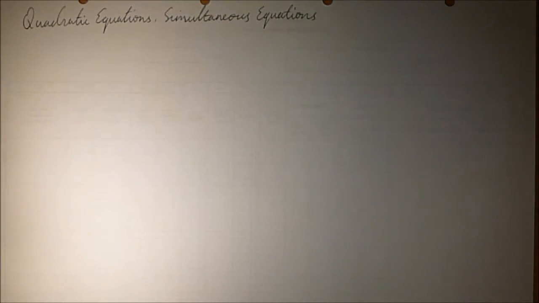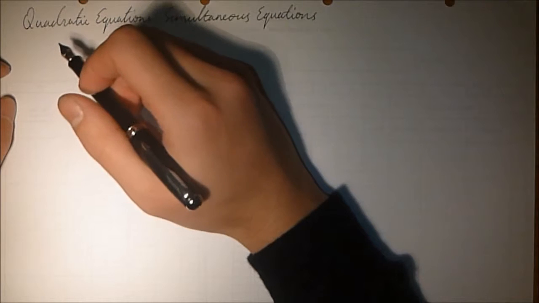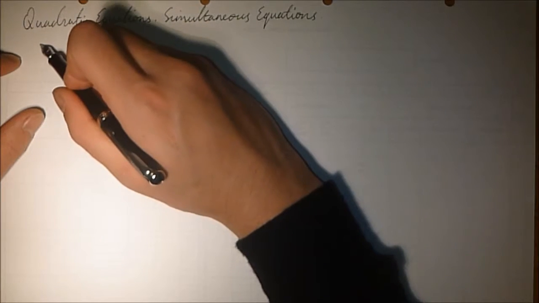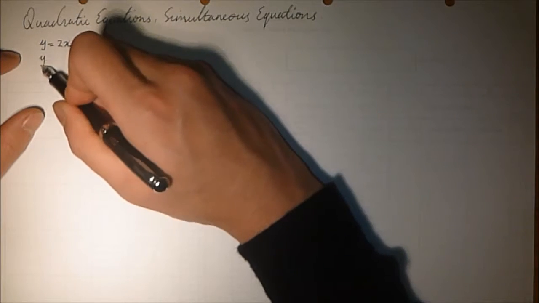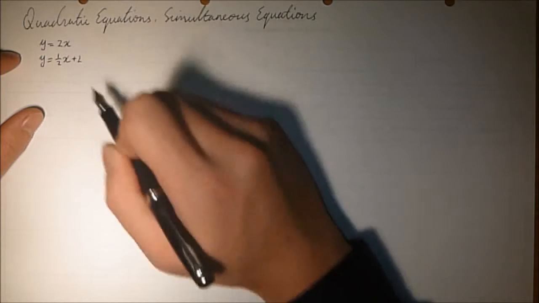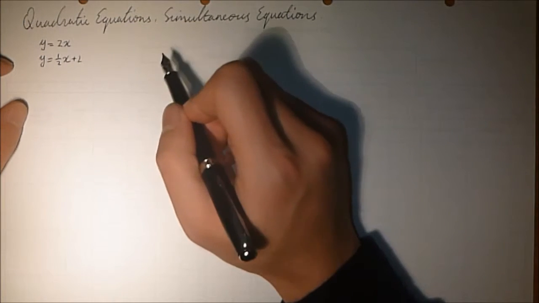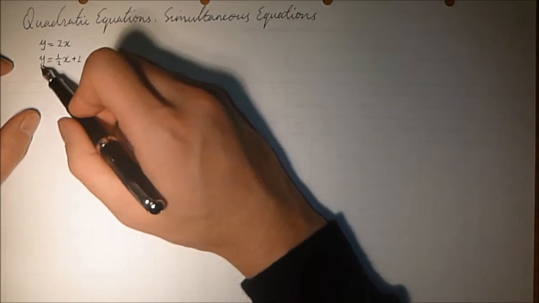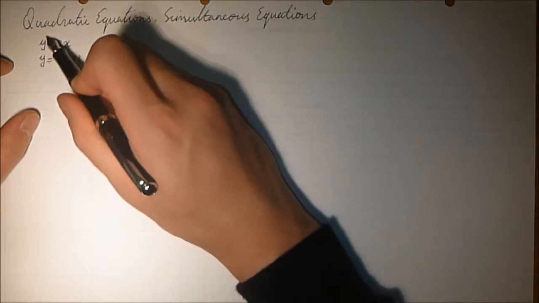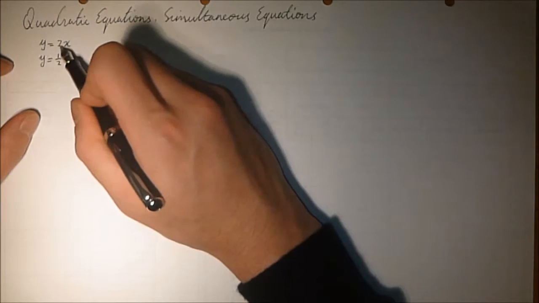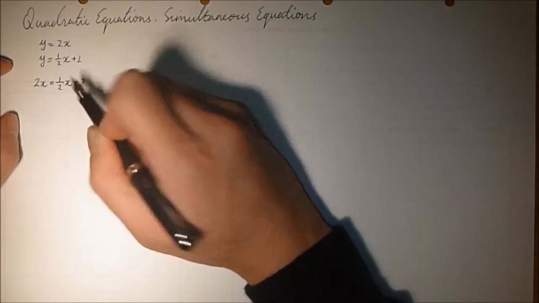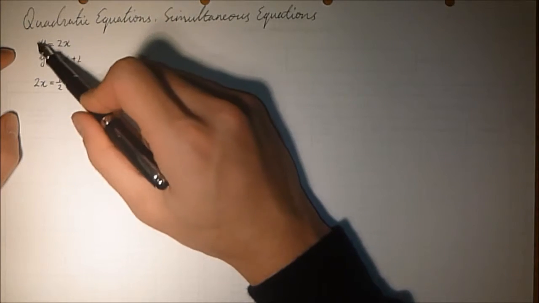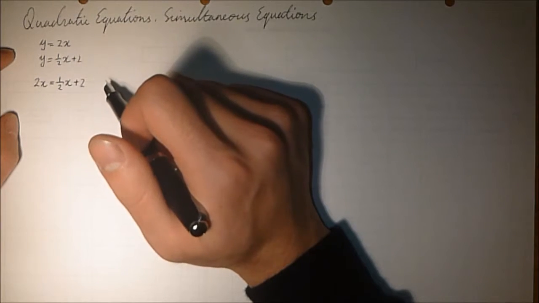Okay, simultaneous equations for quadratic equations. If you recall, for plane straight line simultaneous equations, we will have two straight lines such as y equals 2x and y equals half x plus 2. We can use the method of substitution, in which case we just assume the y here is the same y here, so which means it's also 2x. So 2x equals half x plus 2. In essence, we just substitute first y into the second equation here.